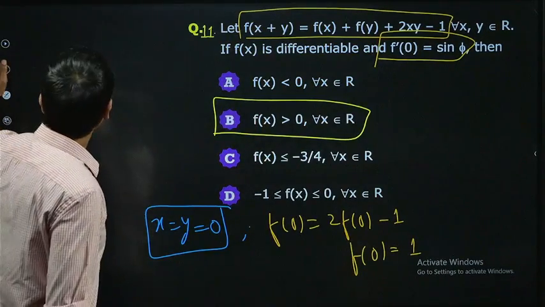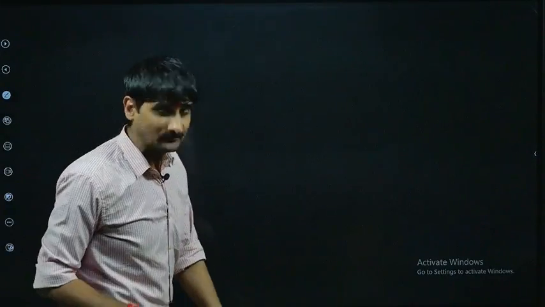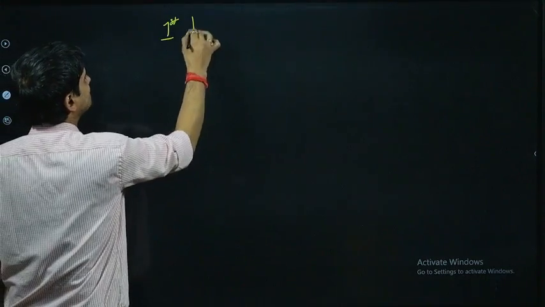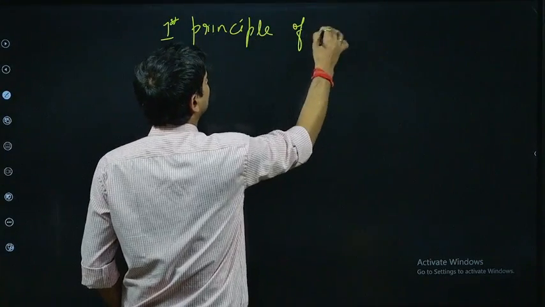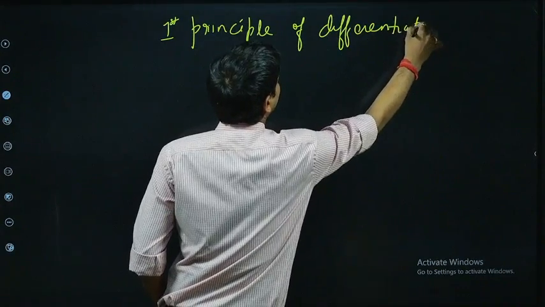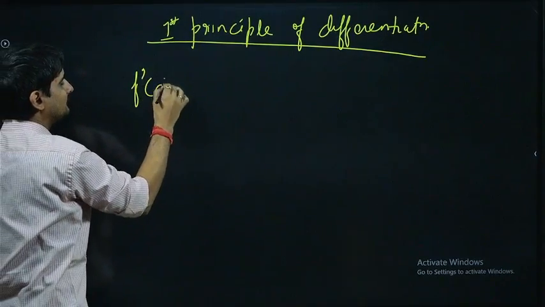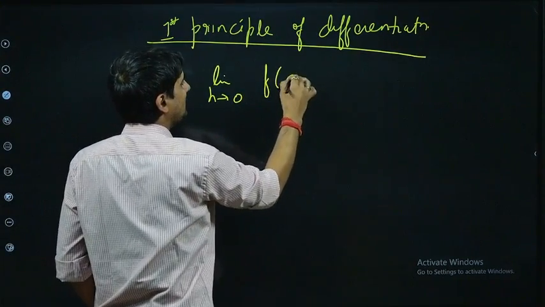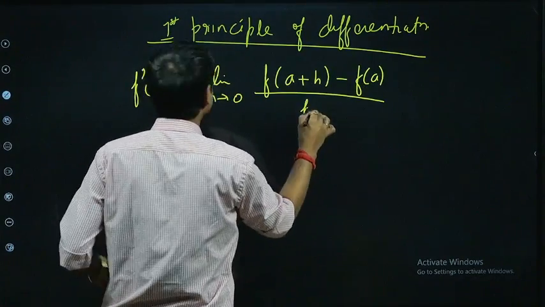But as I said, I will be solving it with the help of two methods. Another method is using the first principle of differentiation, which you all would have done. Now what does it say? The statement for first principle of differentiation is f dash of a is limit h tends to 0 of f of a plus h minus f of a upon h.